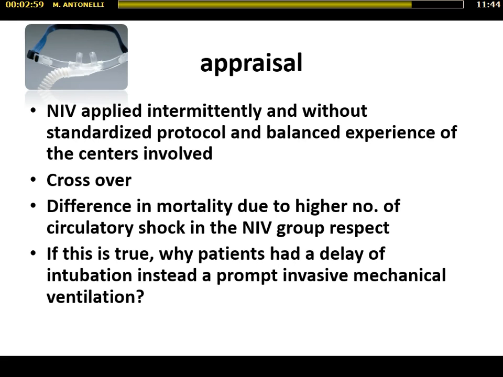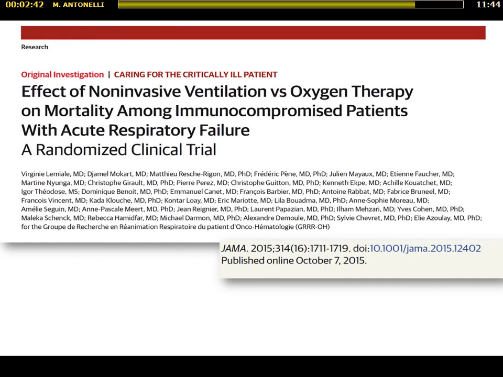And the study is also a crossover. A large part of the mortality difference shown in this study was related to the onset of circulatory shock that, to be honest, has not much to do with the way in which you ventilate these patients.